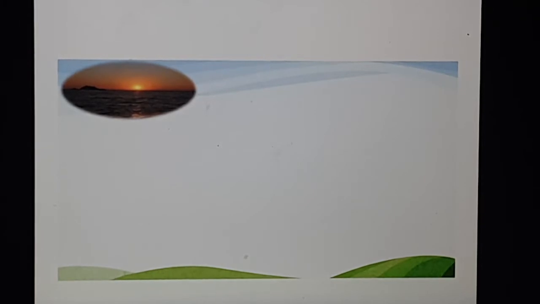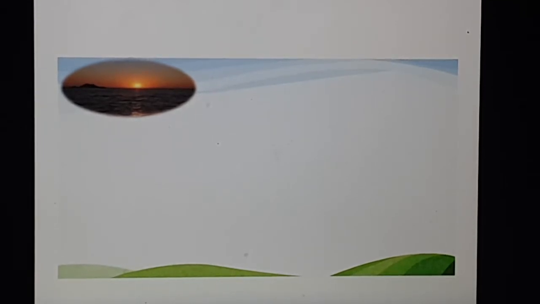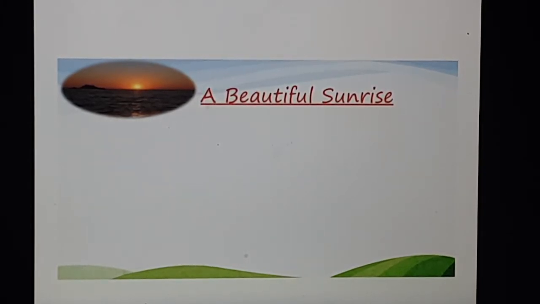It's not that you can see just water and sun. Try to go into minute, smaller details of the picture. Try to write everything about it, and first give it a title. So what can that title be? It can be a beautiful sunrise. Okay, you have given a title to this.